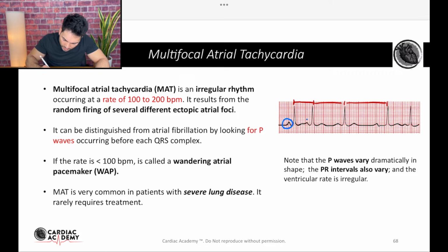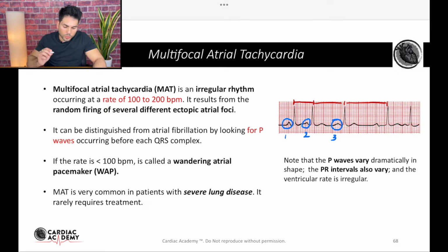But there's a caveat. These P waves are gonna have different morphologies. As you can see, P wave number 1 is different from P wave number 2, and P wave number 2 is different from P wave number 3, which actually defines multifocal atrial tachycardia. You need to see at least 3 different P wave morphologies, okay? So in the case of multifocal atrial tachycardia, what occurs is that you have different foci around the atria trying to depolarize. That's why you have different morphologies in P waves.